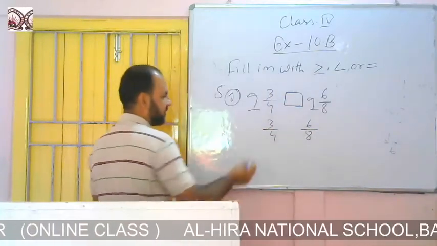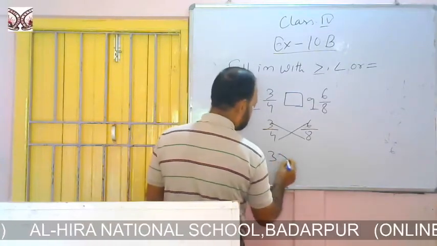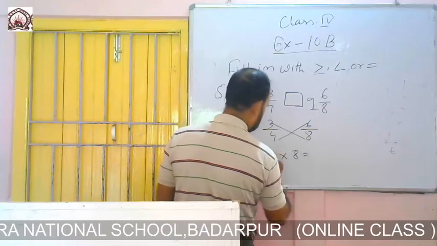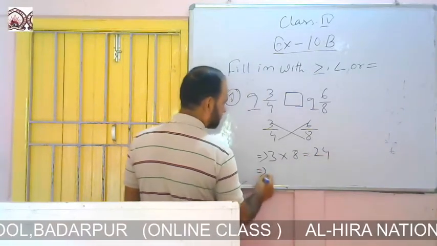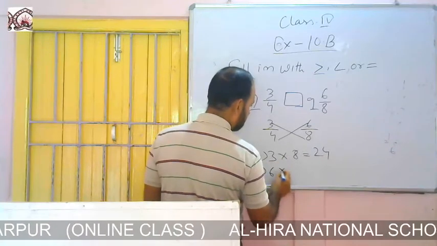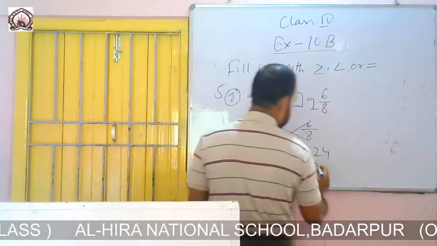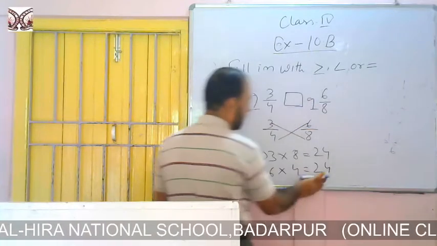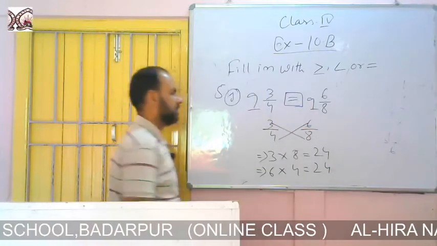Fractions are unlike fractions, we do cross multiplication. 3 into 8, 3 8s are 24 and 6 into 4, 6 4s are also 24. The products are the same, so the fractions are equal.